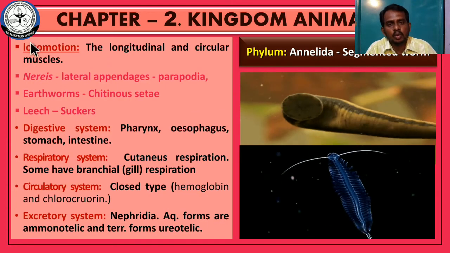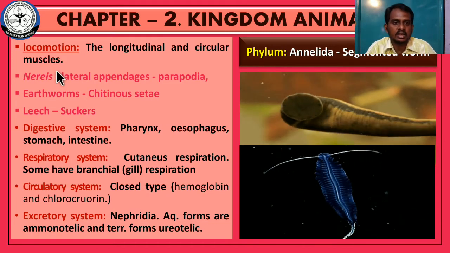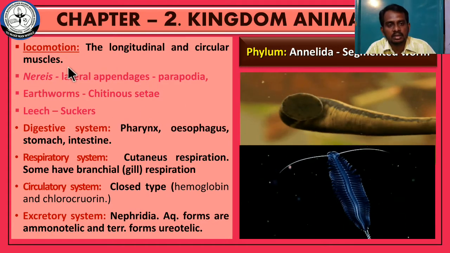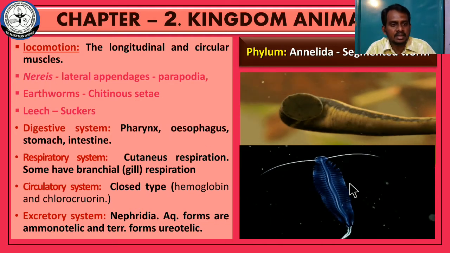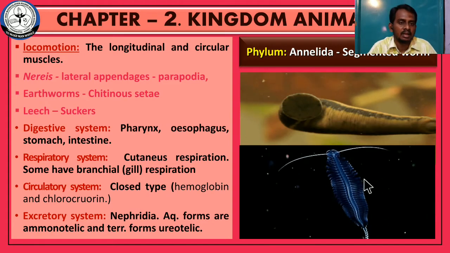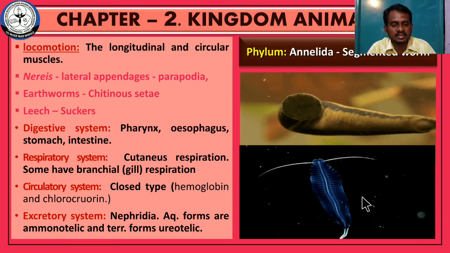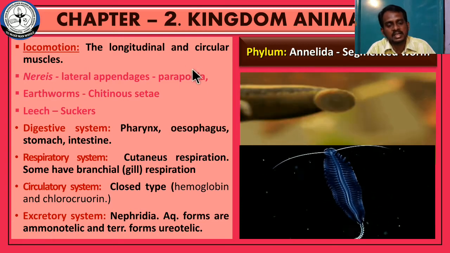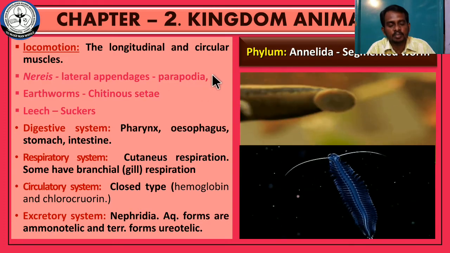Okay, and what is the locomotory structure? In locomotion, the longitudinal and circular muscles also help, and there are three different types of locomotion seen in Annelida. In Nereis, this is the structure of Nereis. Here, lateral appendages. Lateral means the appendages located on the lateral side of the body. That is the reason they are called lateral appendages. They are called parapodia. Here, podia means legs, and para means paired. So parapodia means paired legs.